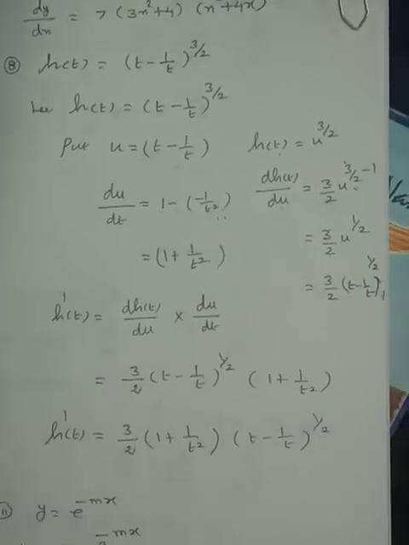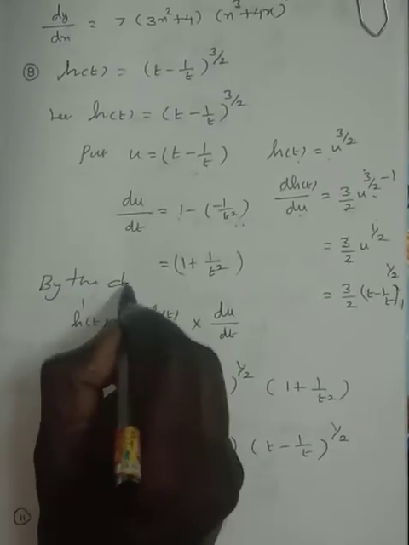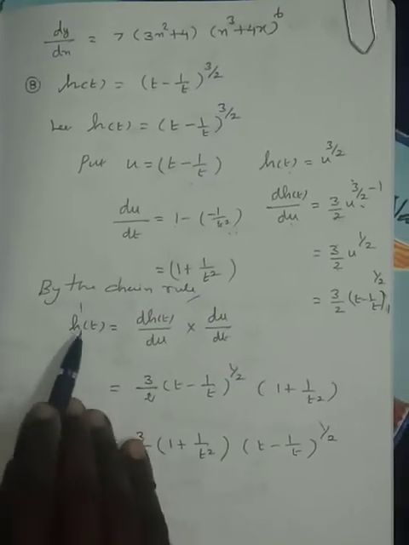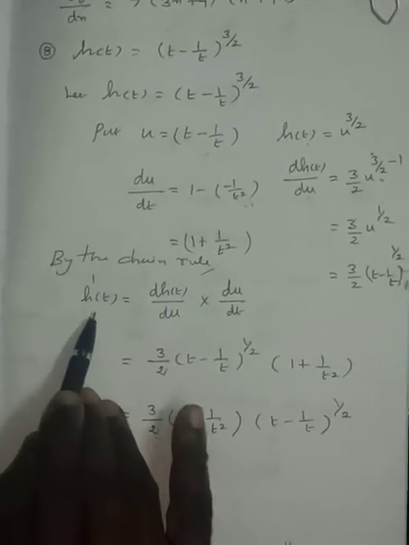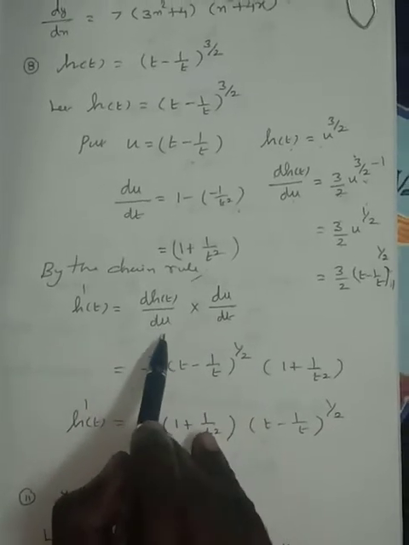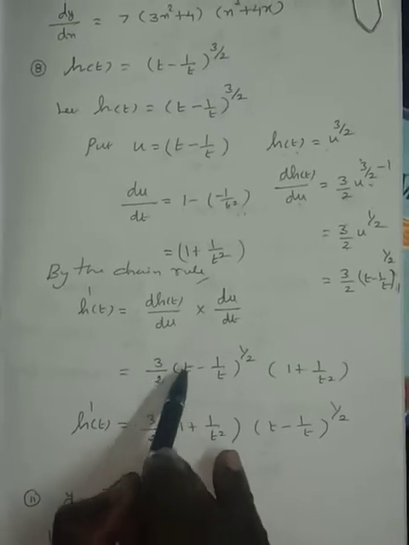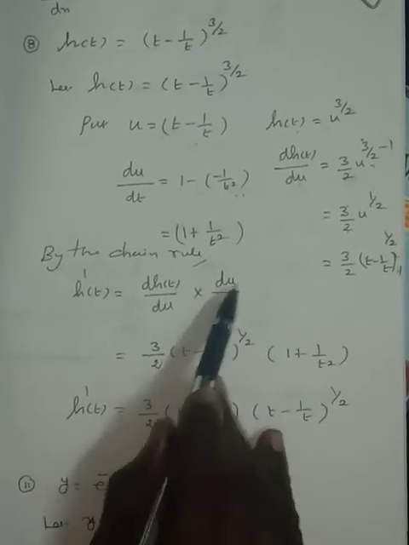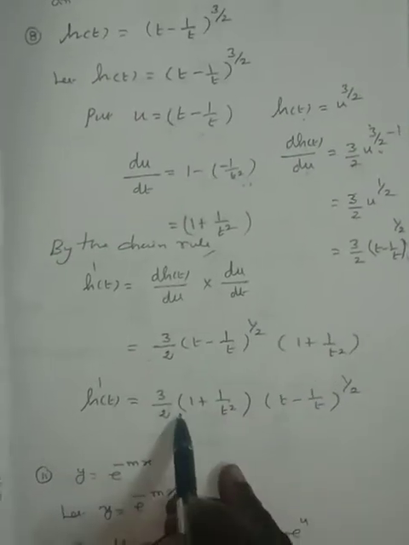Now using the chain rule, h dash of t means d h of t divided by dt. So h dash of t is equal to dh of t divided by du into du by dt. dh of t divided by du is 3 by 2 into t minus 1 by t whole to the power of 1 by 2. du by dt is 1 plus 1 by t square. Product of these two gives answer.